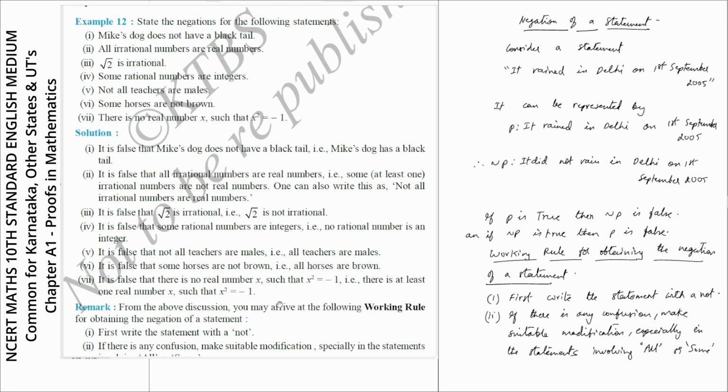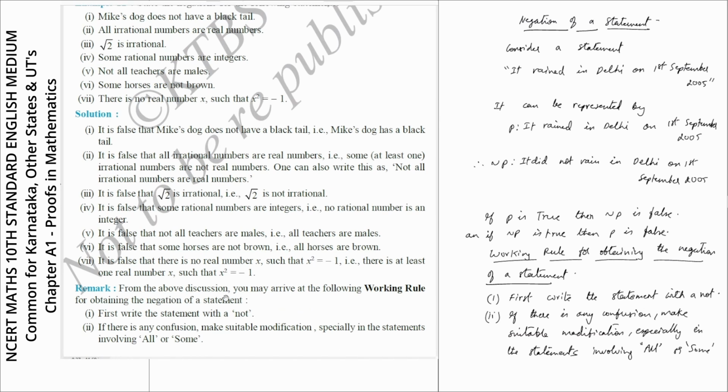There are some remarks here. From the above discussion you may arrive at the following working rule for obtaining the negation of a statement. First, write the statement with a not. For example, in the second sub question you can see all irrational numbers are real numbers. So in the negation of the statement we just added not all. Okay, not all irrational numbers are real numbers. And even in the third example, root 2 is irrational, we just added one word not. Root 2 is not irrational number.